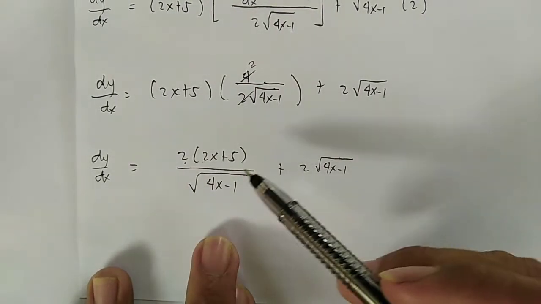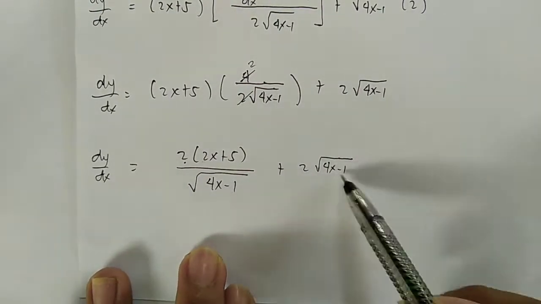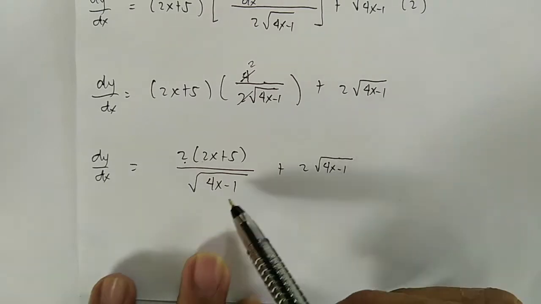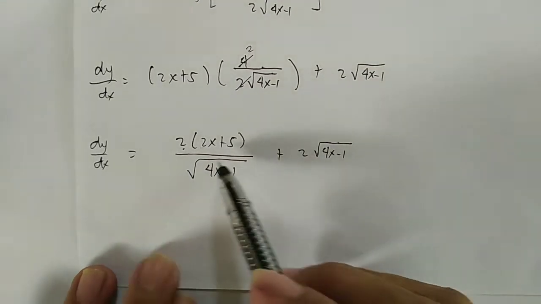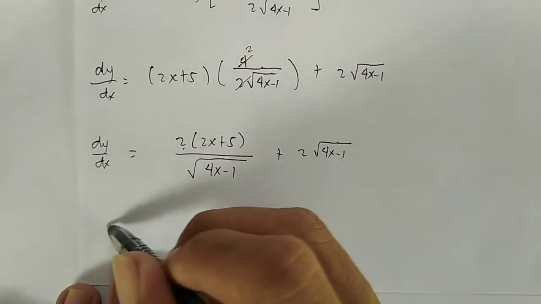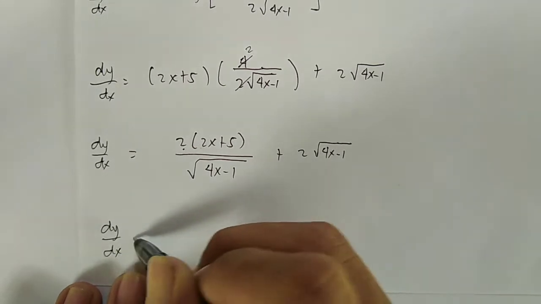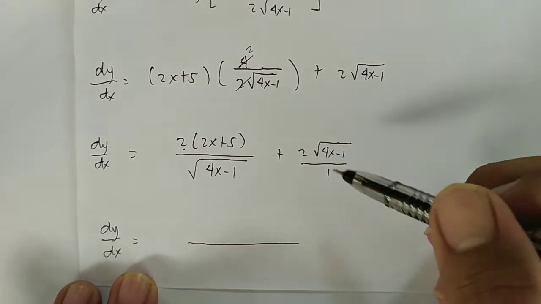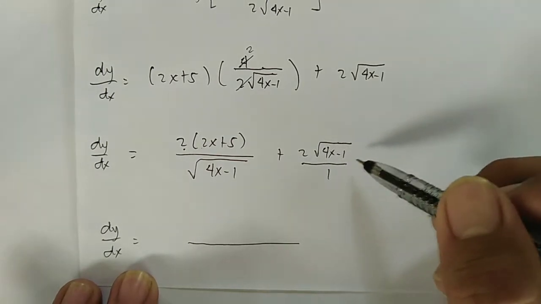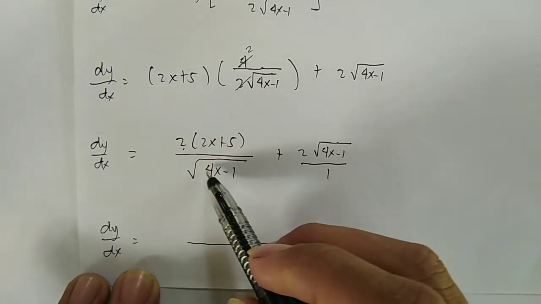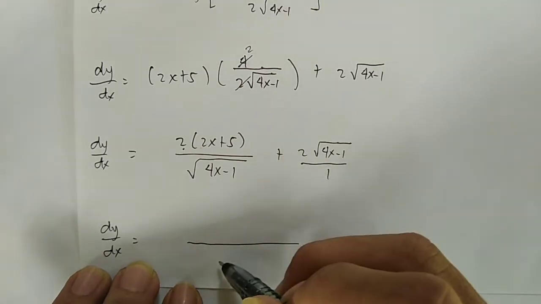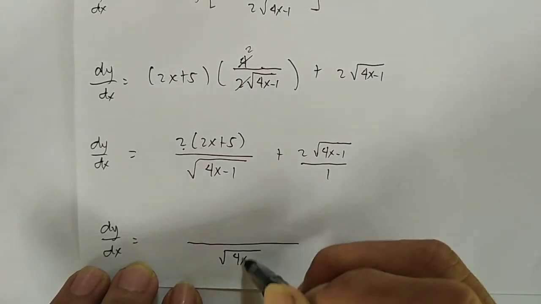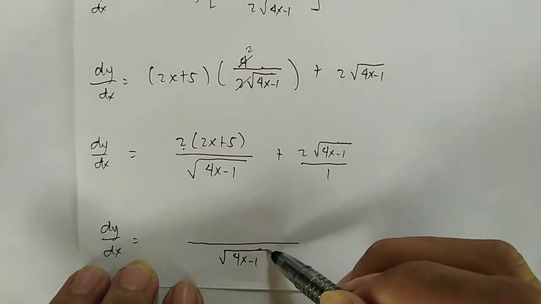So, pwede natin yung pagsamahin yung dalawang expression dito, i-add natin sila. So, getting the least common denominator between this expression and this expression, ang mangyayari dyan ay dy over dx. Pag kinuha natin yung least common denominator, automatic 1 over 1, or the denominator of 2 square root of 4x minus 1 is 1. So, the least common denominator will be the square root of 4x minus 1. So, ito na yung least common denominator.